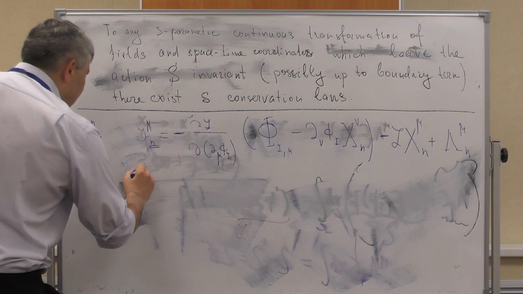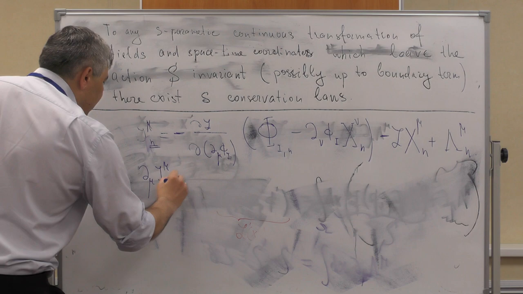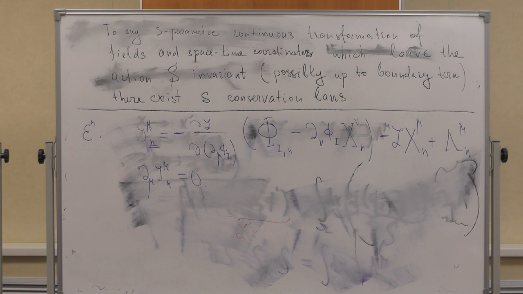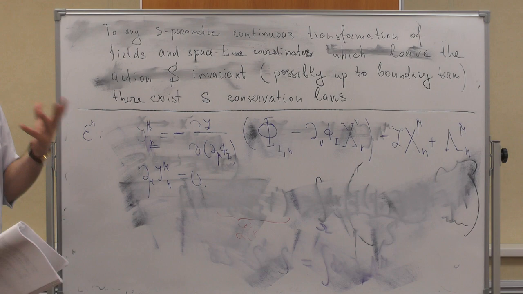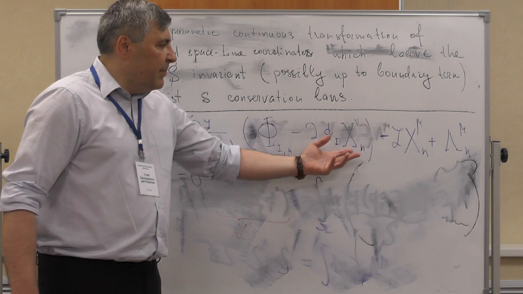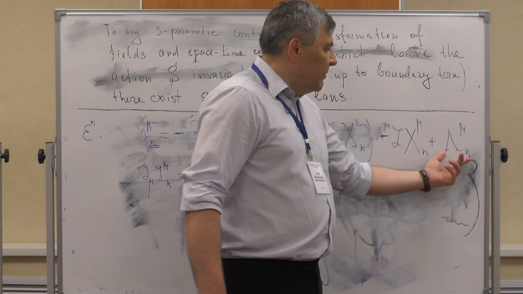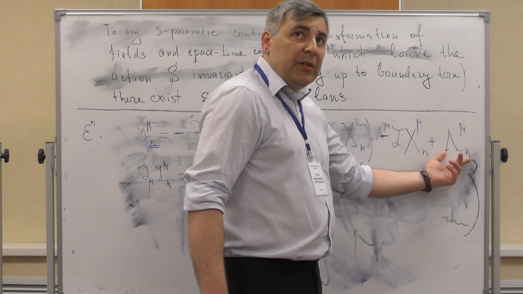And for any n, there is a local conservation law which reads like a statement that the corresponding current is divergenceless. And actually, this is an explicit expression. So if you know how your symmetry transformation looks like, if you know what transformation you are talking about, then you can identify what is F capital, what is X capital, you know your Lagrangian, and you know the corresponding term which governs the total derivative obtained after you vary your action.